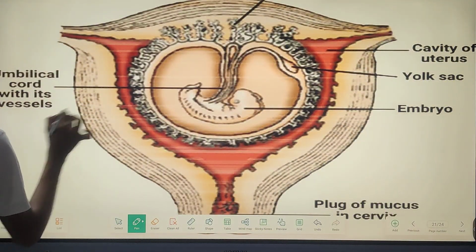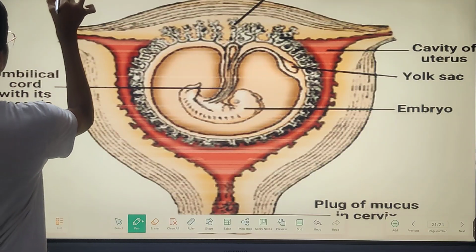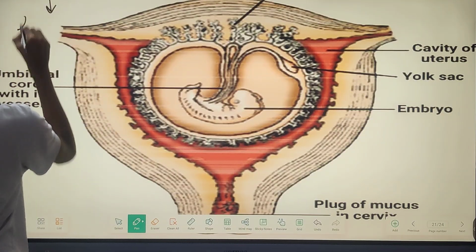See, in the very beginning, we will say it is an ovum when it is unfertilized. If it is fertilized, you can say it is a fertilized egg.